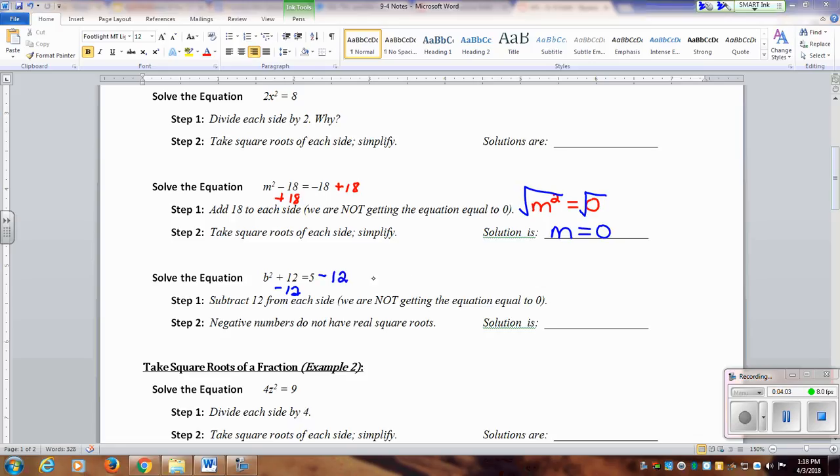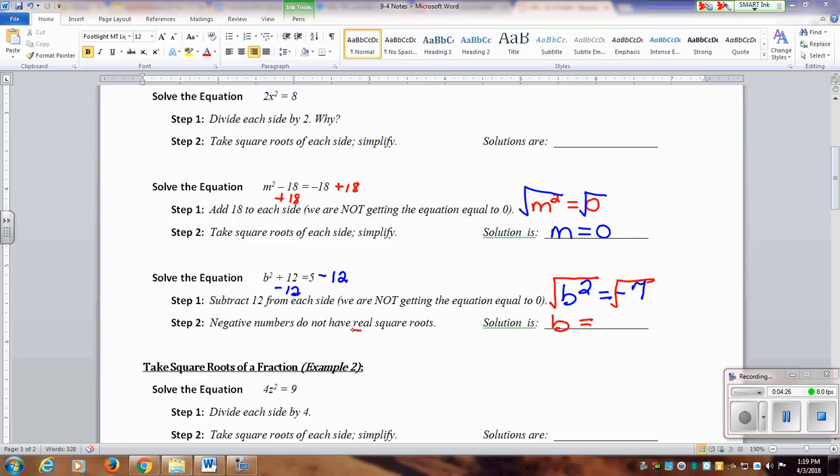In this case, I'm going to end up with b squared equals 5 minus 12, which is negative 7. Then when I try to take the square roots of this, I can take the square root of b squared and get b, but I cannot take the square root of a negative number.